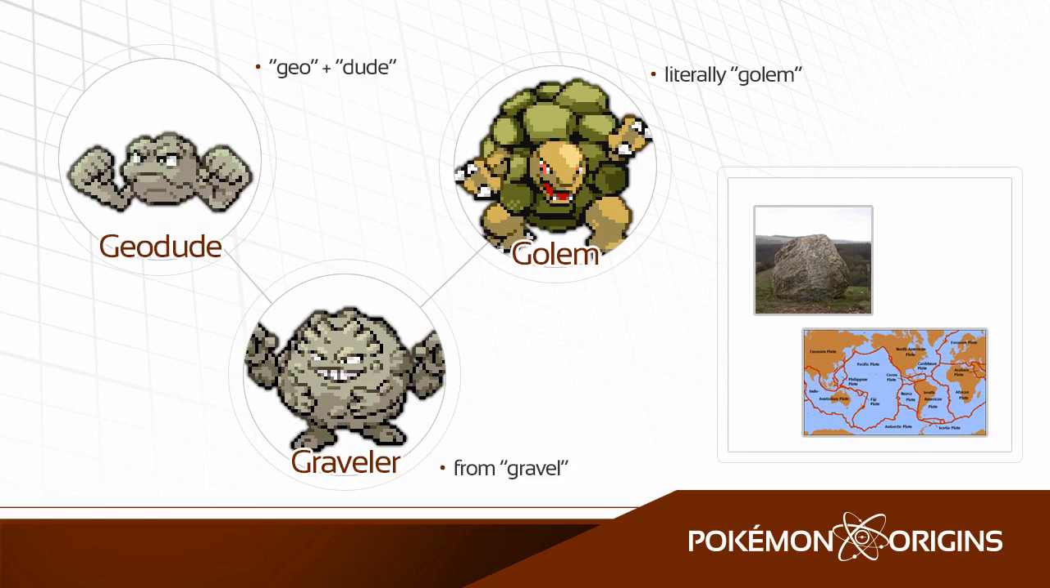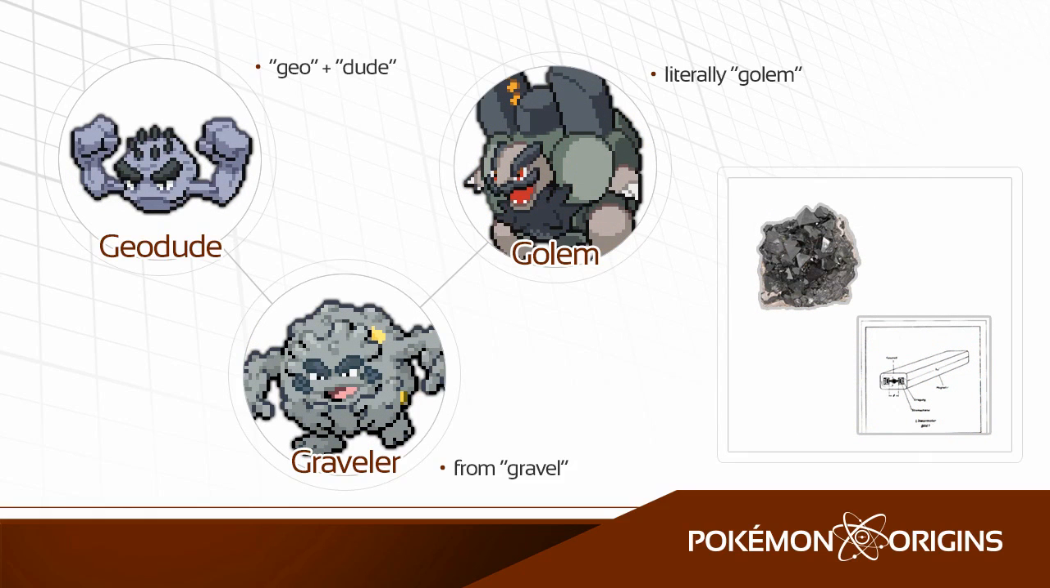In terms of the naming, we have Geodude, we have Graveler, which comes from gravel, and then Golem is literally like a golem, so we used to build golems to watch over. In terms of the Alolan form, of course, they get this magnetite added to them, this black rock, which basically links in with the electric typing.